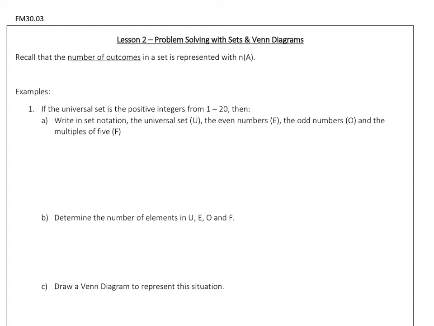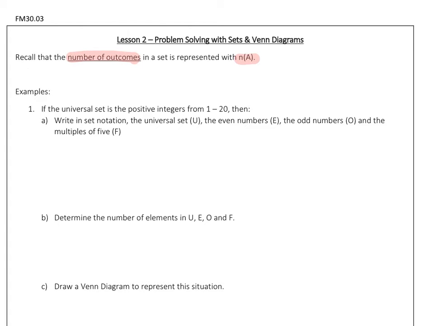All right, let's take a peek at lesson number 2, which is problem solving with sets and Venn diagrams. So in this lesson, we are going to be going a little bit deeper into Venn diagrams, looking at a couple of different scenarios, as well as delving into really being sure we're confident in identifying the number of outcomes in a specific set. Okay, so just as a reminder, we use the notation N of A to tell us how many items or elements are in a set.